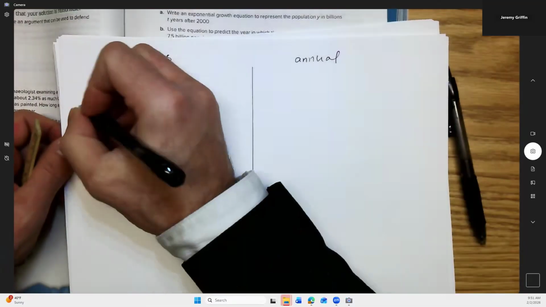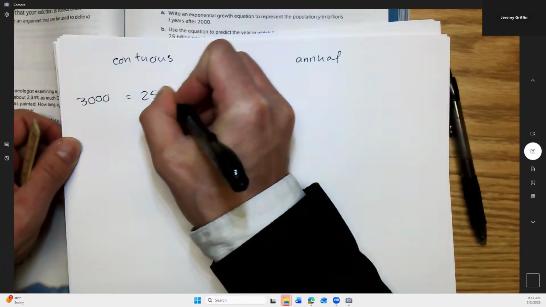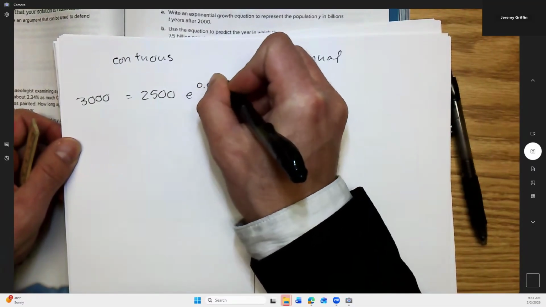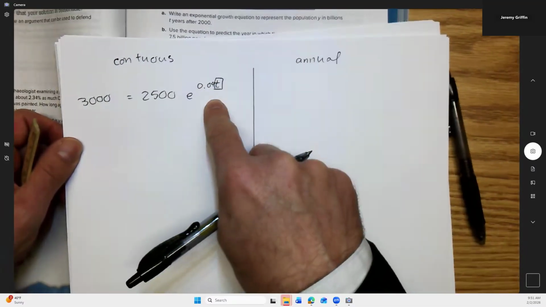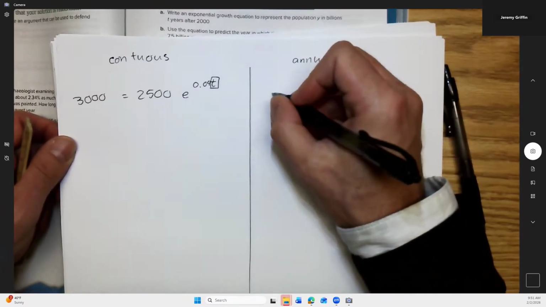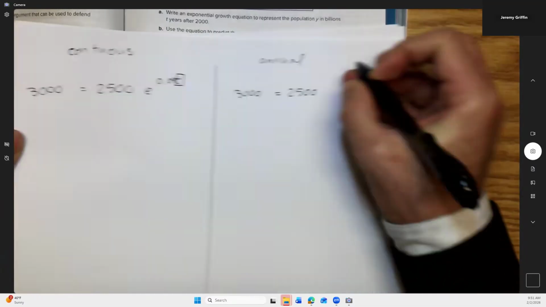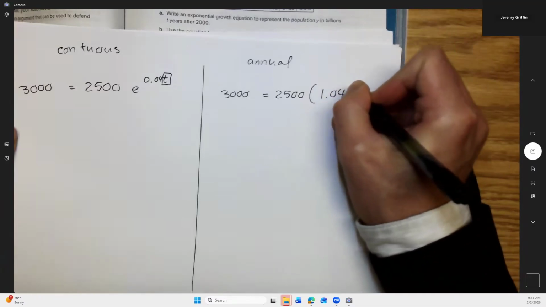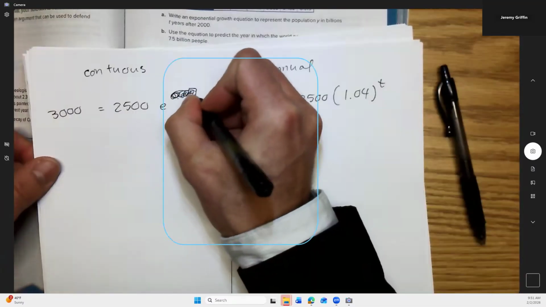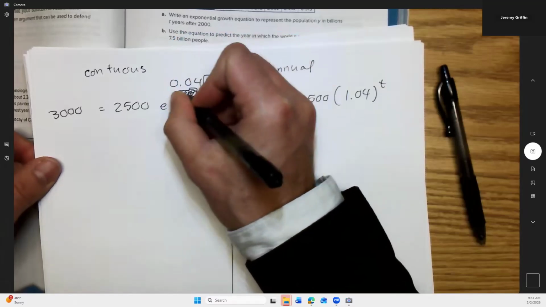So we're aiming for $3,000, starting at $2,500, and then e to the 0.04t. Or I could go $3,000 equal to $2,500 times 1.04 to the power t. Let me rewrite this, it's kind of bunched up there. 0.04t, there you go. That's the power there.